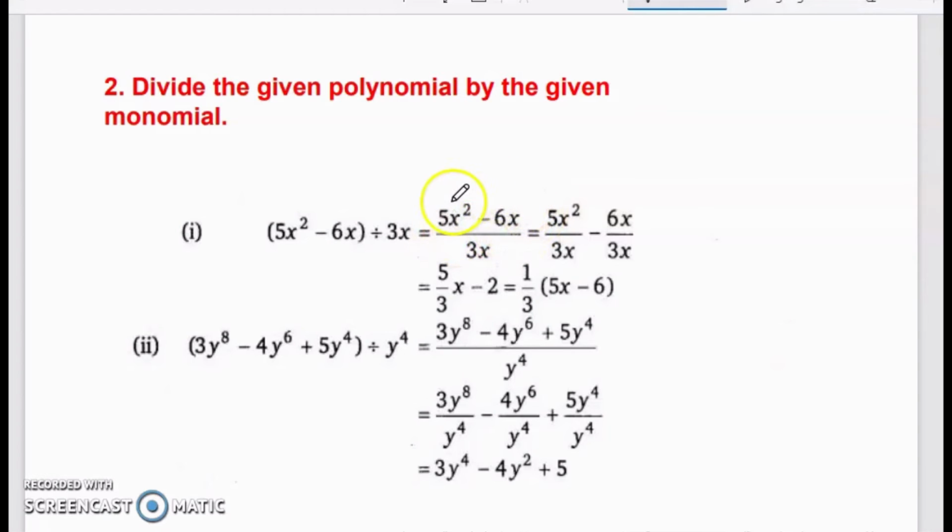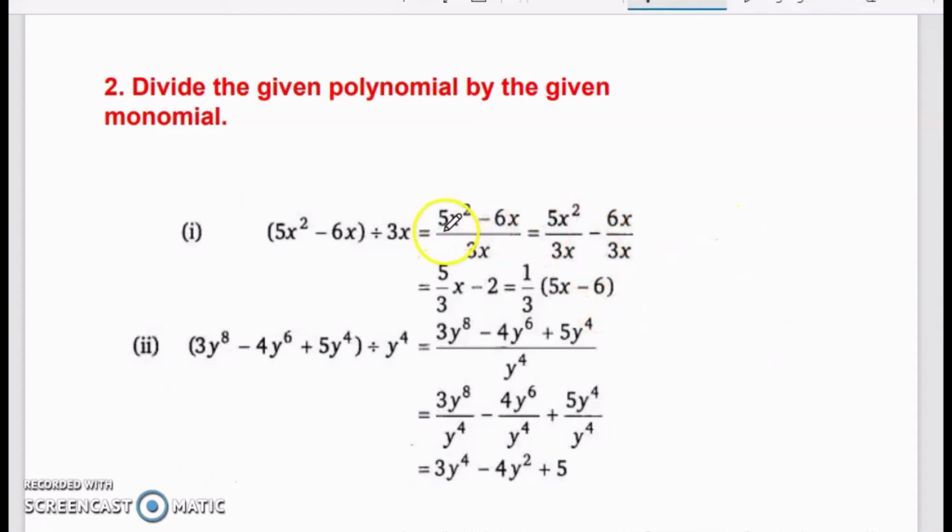Here the first step is to factorize the numerator. That is, you will take out the common factors and then you will cancel it out. So either what you can do is 5x squared divided by 3x minus 6x divided by 3x. Both you can divide by 3x and then cancel out. Now it is of the form monomial by monomial. Then you can cancel out the common factors. So you have 5 by 3 x minus 2, or you can write it this way, 1 by 3 into 5x minus 6.